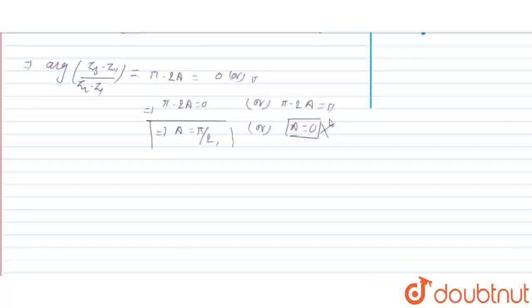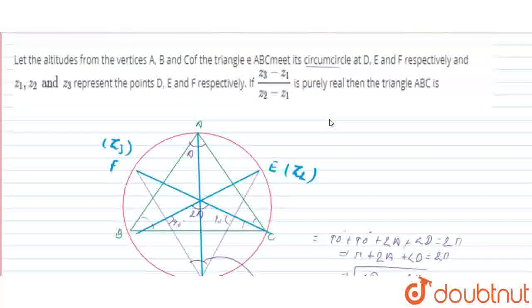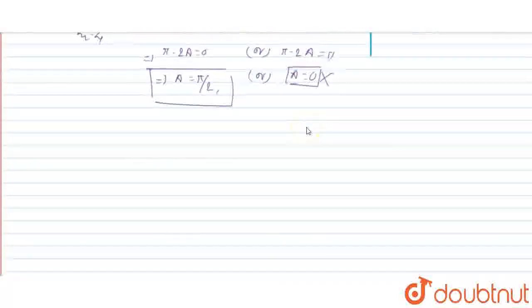So we are getting that this angle is pi by 2. If any angle of any triangle is pi by 2, then it is called a right angle triangle. So the answer of this question will be a right angle triangle. Thank you.